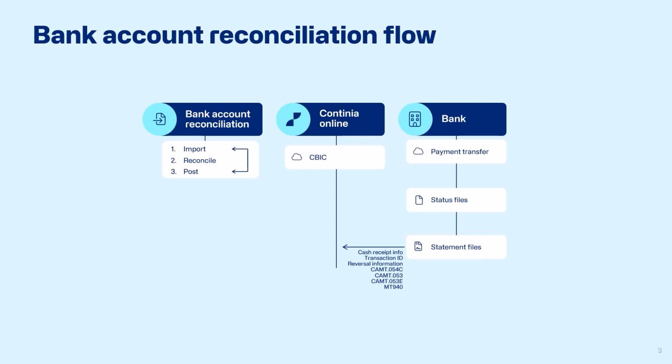In the bank account reconciliation flow, get the statement file from the bank imported directly into Business Central. The same as before, it goes through the secure channel in Continua Online, and from the bank account reconciliation you can import and reconcile and post.